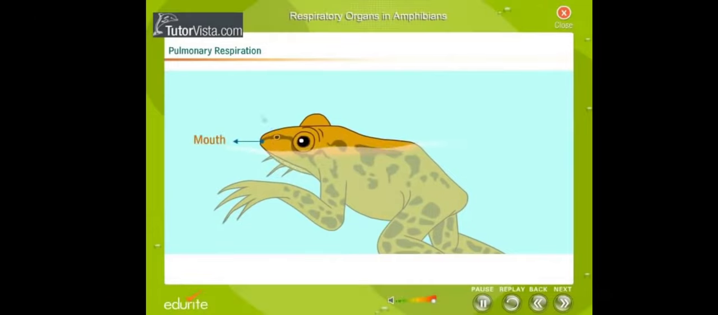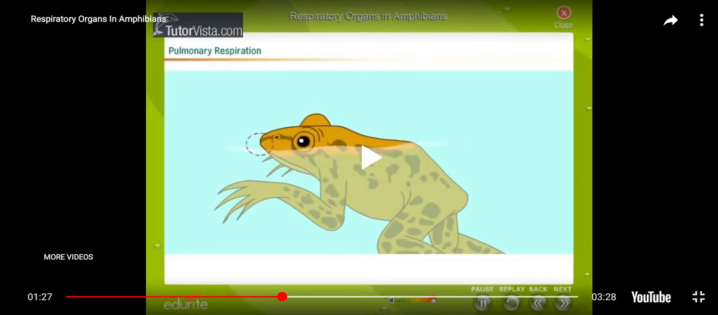It takes in air through the nostrils into the mouth by lowering the floor of the mouth, or the buccal cavity, keeping the mouth closed. They say through the mouth, but it doesn't mean it opens the mouth. Through the mouth means using the mouth only, by changing the volume of the cavity, but air is entering through the nostril. So you see the arrow where the air enters.